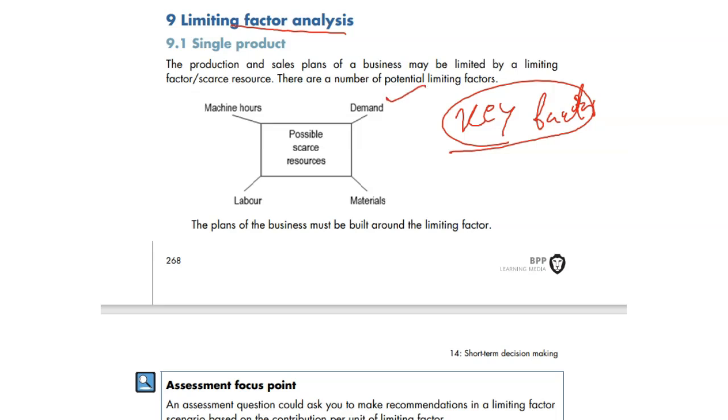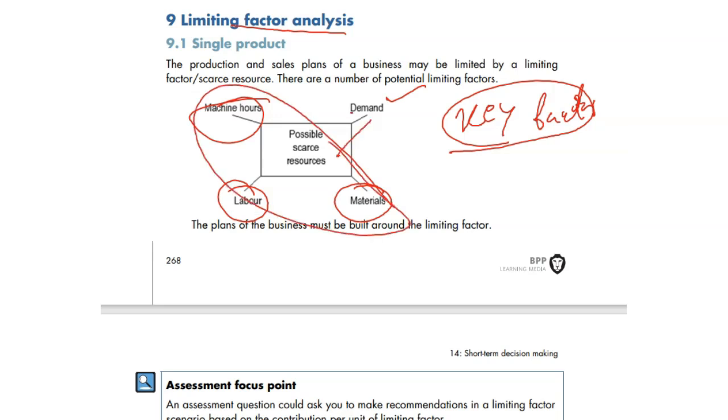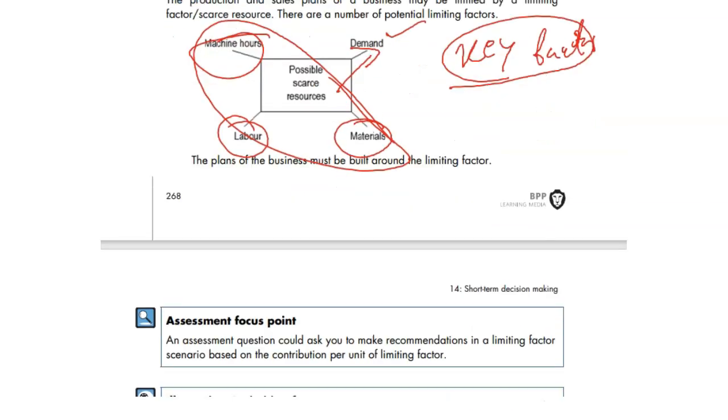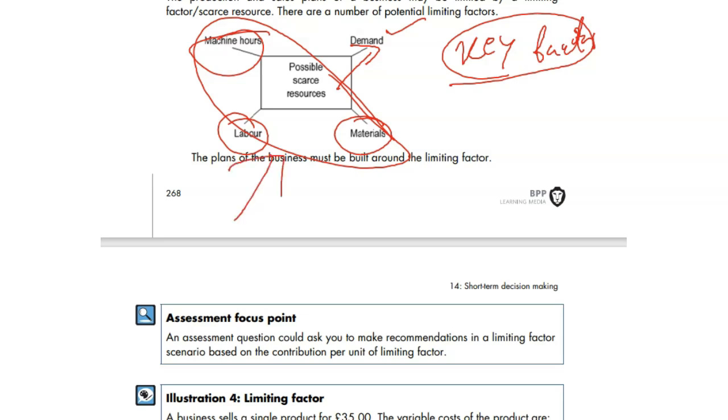Like your demand may be there, but your materials are limited, or labor could be limited, even machine hours could be limited. One of these resources could be limited, which cannot fulfill the demand. If one of these resources is limited, you cannot produce all the required products, like you cannot meet your demand.